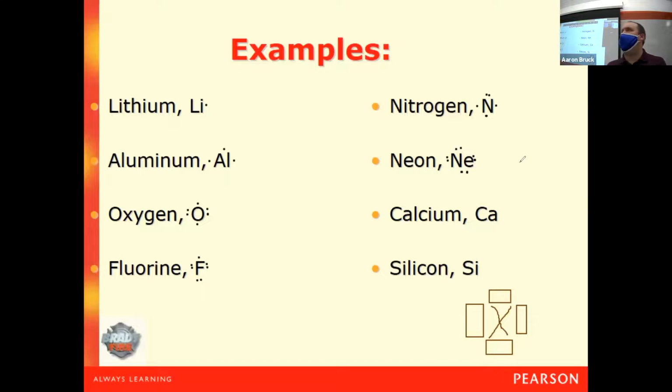Calcium. Calcium is in group 2, group 2A. 2 dots. Doesn't matter where you put them. They just need to be 2 single dots separated from each other. Silicon. Silicon's in group 4, 4A. 4 valence electrons. 1, 2, 3, 4. All 4 of those dots do need to be separate.